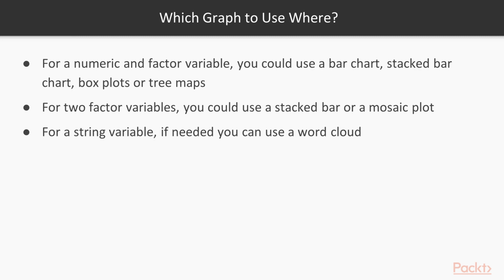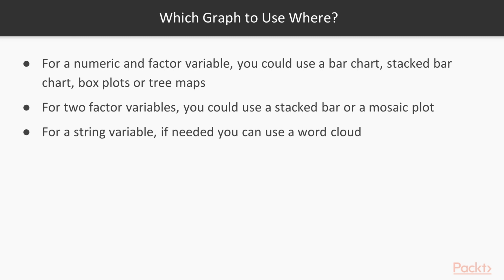Well, in this case, we could use a bar chart, stacked bar chart, box plot, or tree map. For two factor variables, like say gender and whether the person has a PC or not, we could use a stacked bar or a mosaic plot. For a string variable, if needed, we can use a word cloud.